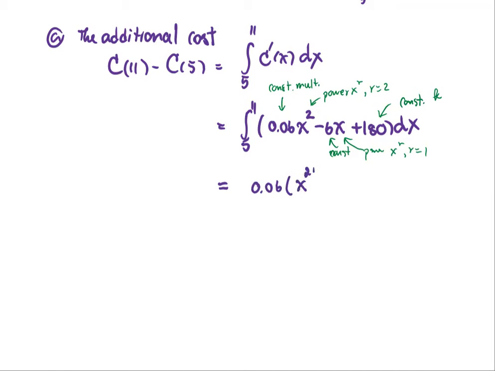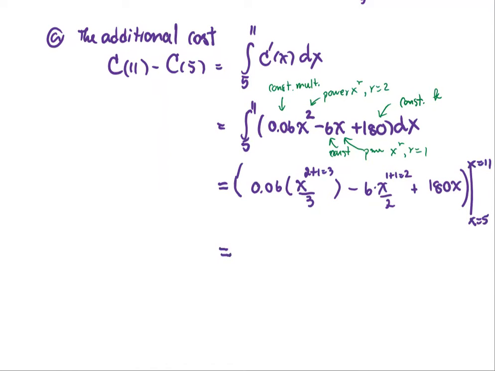So the antiderivative of the first term, the constant multiple 0.06 multiplied by the antiderivative of x squared, which is x to the power 2 plus 1, becomes 3, so divided by 3. Minus 6 as a constant multiple multiplied by the antiderivative of x to the first, which is x to the 1 plus 1, becomes the power 2, divided by 2. And then plus the antiderivative of 180, which is 180 times x. And we are going to evaluate from x equals 5 to x equals 11.